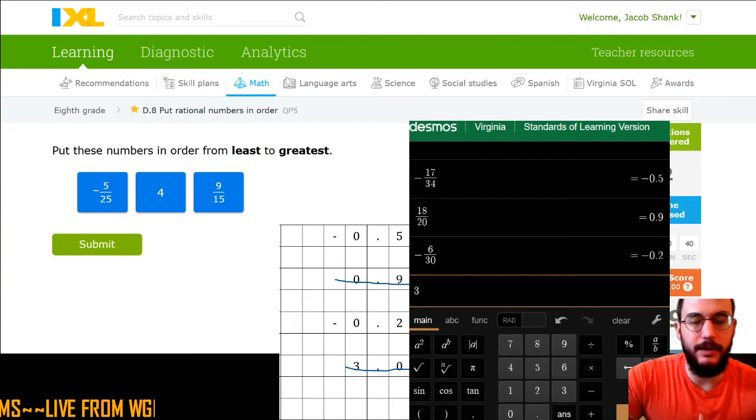Again, just make sure you can see how to do those. Again, it's super simple, but make sure you are using that Desmos calculator carefully and using that grid paper as well.